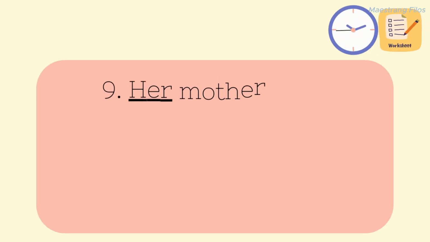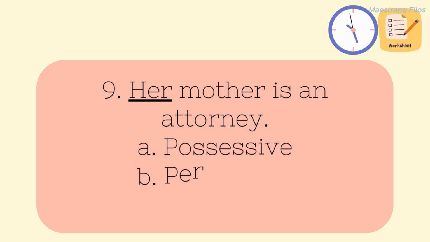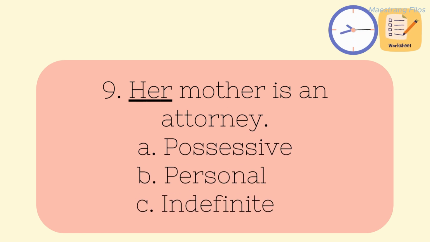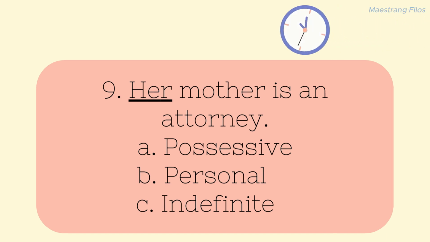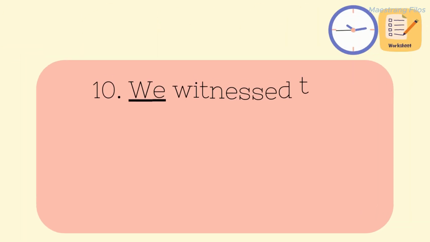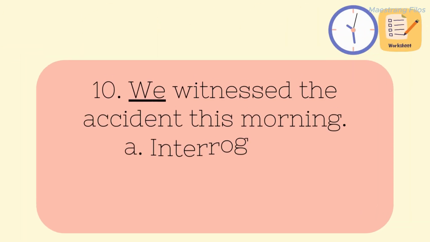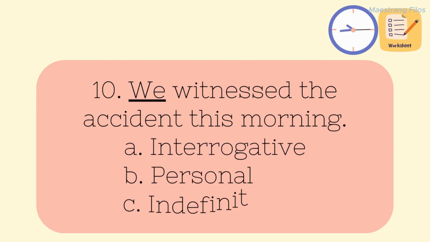Number 9. Her mother is an attorney. The underlined word is her. What type of pronoun is this? A. Possessive. B. Personal. C. Indefinite. Number 10. We witnessed the accident this morning. The underlined word is we. What type of pronoun is this? A. Interrogative. B. Personal. C. Indefinite.